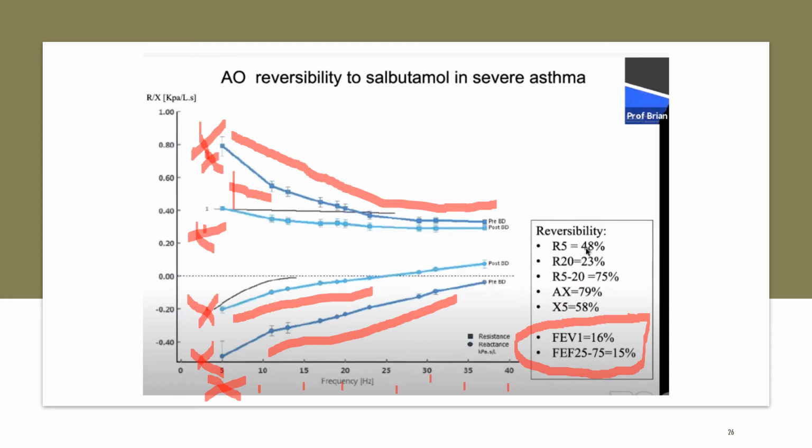The R5 showed a 48% reversibility. The R20 showed a 23% reversibility. The difference between the R5 and the R20 showed a 75% change. The AX, remember I was telling you about the AX, showed a 79% improvement in compliance, and the X5 showed a 58% improvement. So this test, in regard to reversal of bronchospasm by using a beta agonist, did phenomenally well.